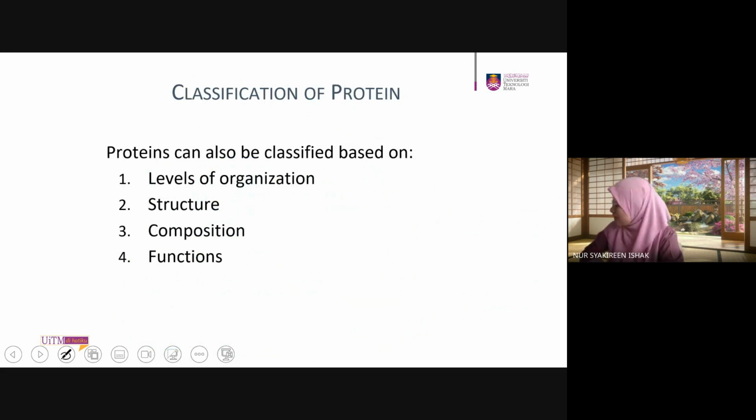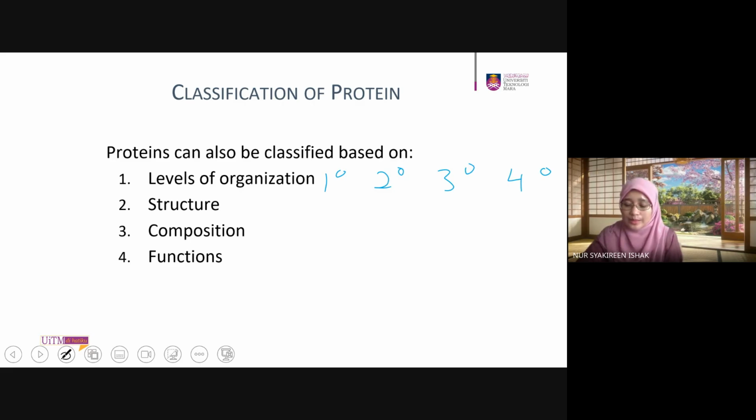So, classification of protein. Protein can be classified based on levels of organization, how the amino acids are arranged. Let's look at the levels of organization later. We have 4 levels: the primary structure, the secondary structure, the tertiary structure, and the quaternary structure.